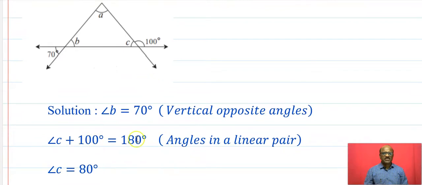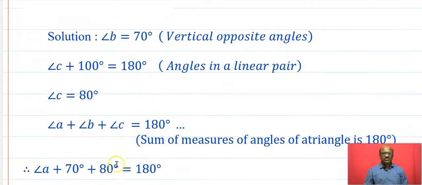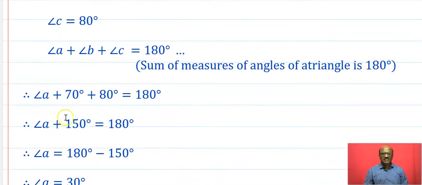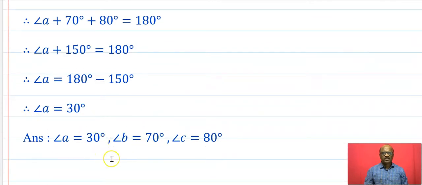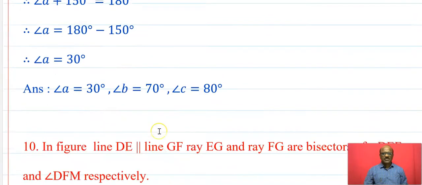C plus 100 degrees is equal to 180, therefore C is equal to 80 degrees. A plus B plus C is equal to 180. Substitute the values of B and C. That is, the measure of angle A plus 70 degrees plus 80 degrees is equal to 180. Therefore, 70 plus 80, that is 150, plus A is equal to 180. Therefore, the measure of angle A is equal to 180 degrees minus 150, that is, A is equal to 30 degrees. And these are the angles.